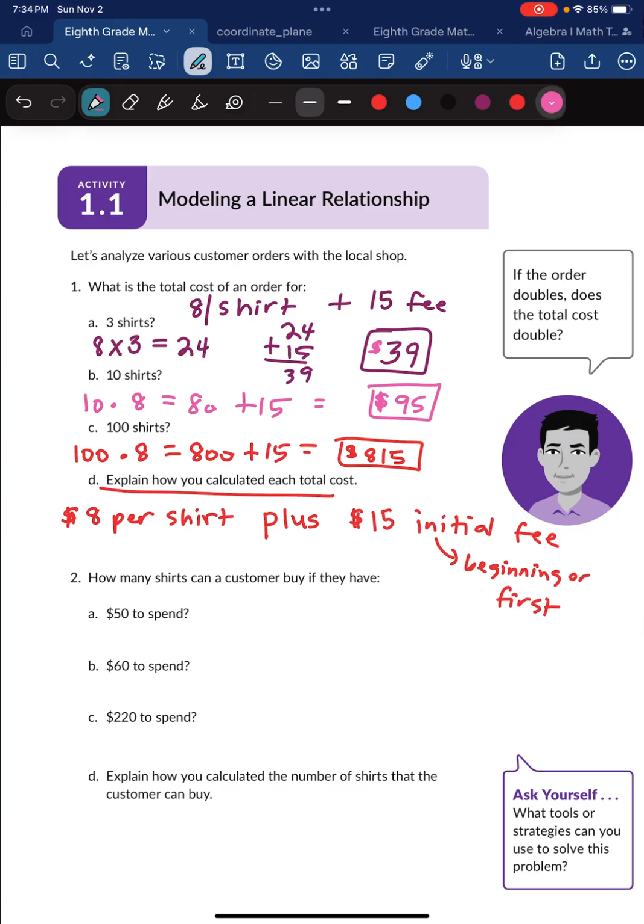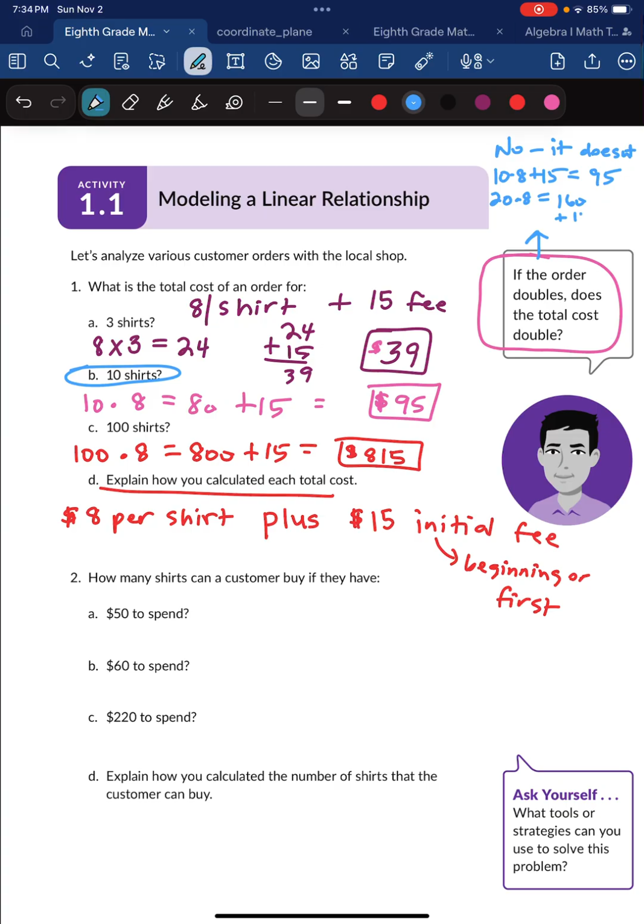Okay, so if the order doubles, does the total cost double? No, it doesn't. Because look, let's go with the 10. 10 times 8 plus 15 is equal to 95. So if we had 20 times 8, that would be 160 plus 15 is 175. That's not double 95. So we just have to go $8 per shirt plus the $15 fee. The order doesn't double, or we could say this.